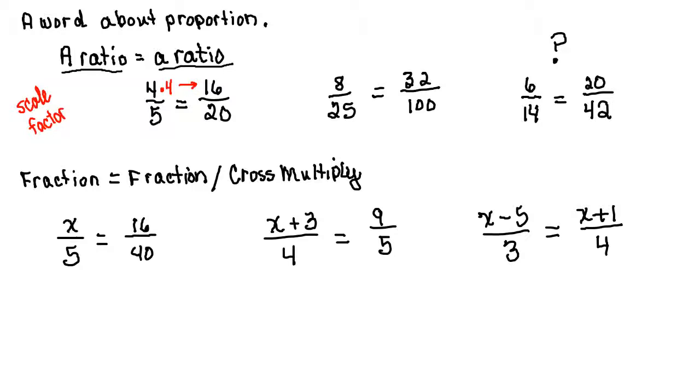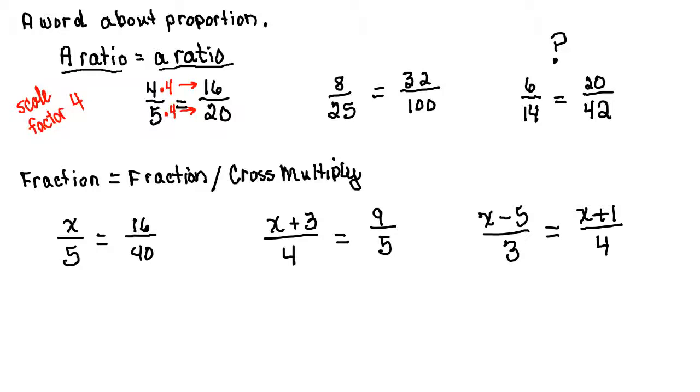Now for something to be proportionate, the denominator has to be multiplied by the same value, which this one is, and it gives us a 20. So we basically have a scale factor of 4. Scale factor is just the number that makes everything be equivalent, and factor, of course, means multiplication.